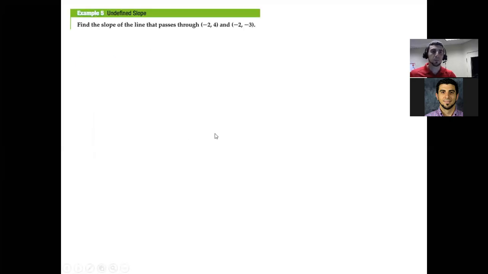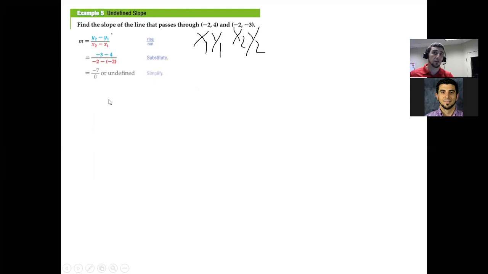Alrighty, so let's talk about what it means to have an undefined slope. So we'll find the slope of the line that passes through -2, 4 and -2, 3. So again, label your points x1, y1, x2, y2. Put them into the slope formula, and you get -7 over 0. Now remember, you cannot divide by 0, so the answer technically is undefined.